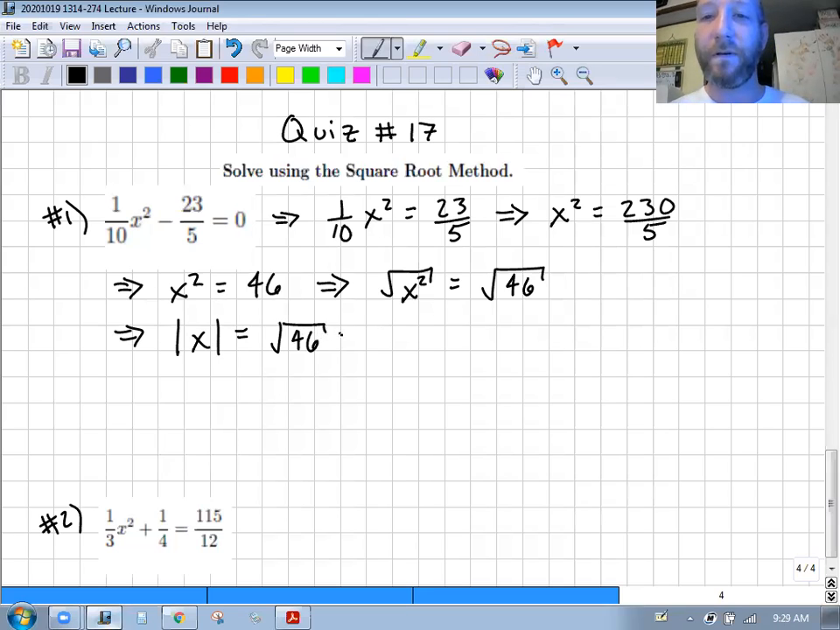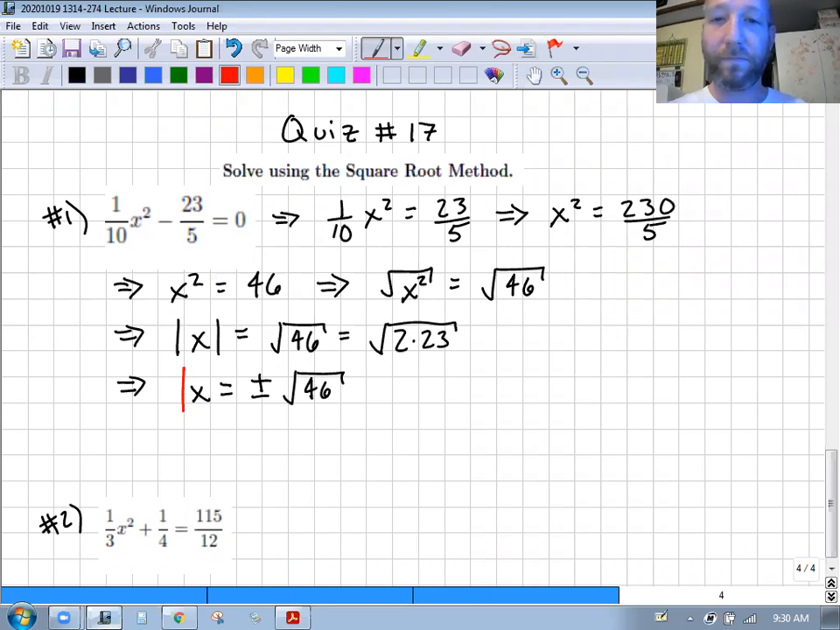Okay. And let's see what we can do here. 46 is 2 times 23, right? So we can't simplify or pull anything out of this square root. So all we have here is x is positive negative square root of 46.